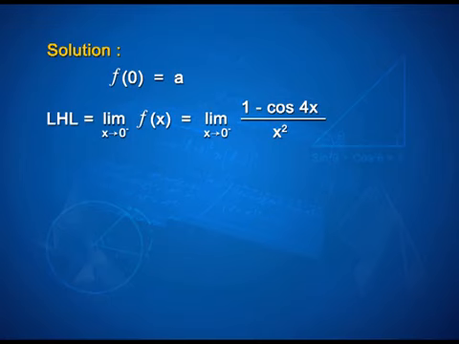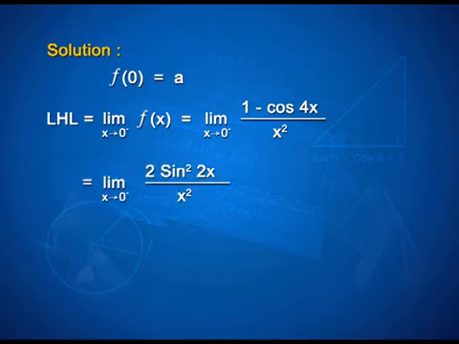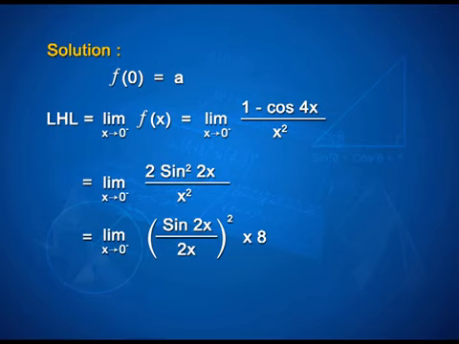We use the basic trigonometric identity 1 minus cos 4 x to be same as 2 sin squared 2 x, and that rewritten, redefined so that you can use the limit sin theta by theta as theta tends to 0 to be 1 becomes same as just 8. What about the right hand limit?